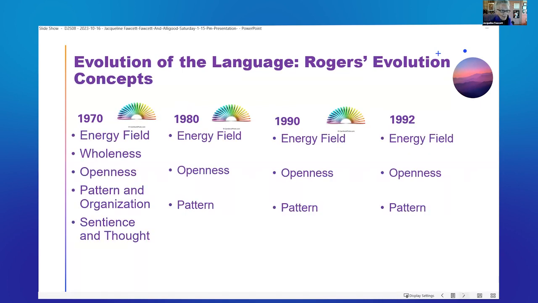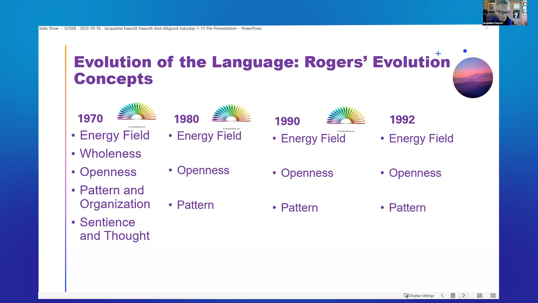And then we see in 1970, some of the concepts that she identified were energy field, wholeness, openness, pattern and organization, and sentience and thought. A lot of my own work at the time, when I was at NYU and in my dissertation, I was thinking about it in terms of pattern and organization. As you can see, pattern and organization changed by 1980 and stayed as pattern. Then Martha and I at one point gave a presentation where we thought maybe patterning should be the next word. I didn't think to put that in these slides.